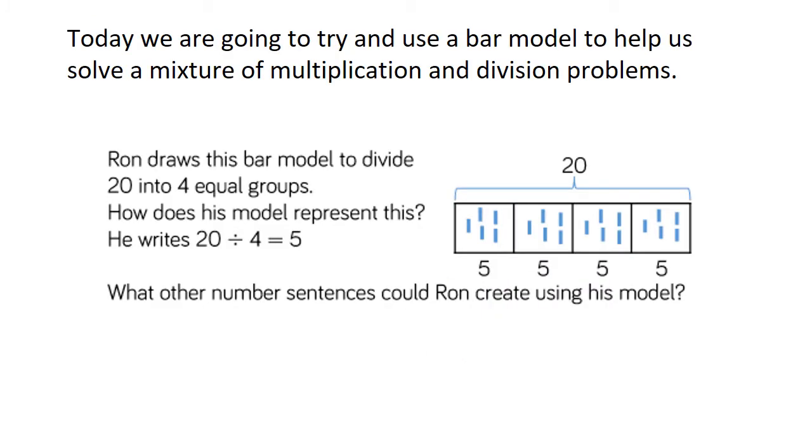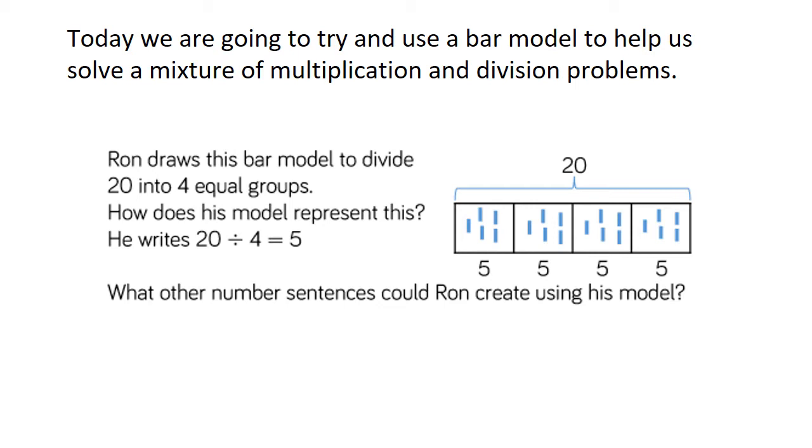So we're going to use the bar model, and here is an example. Ron draws this bar model to divide 20 into 4 equal groups. You can see at the top the total is 20, and then he's drawn 4 sections in the bar, so 4 equal groups. And so he's then shared his 20 into those 4 groups, and he got 5 in each group. That's how his model represents it. He writes 20 divided by 4 equals 5. 20 divided by 4 groups equals 5 in each group.